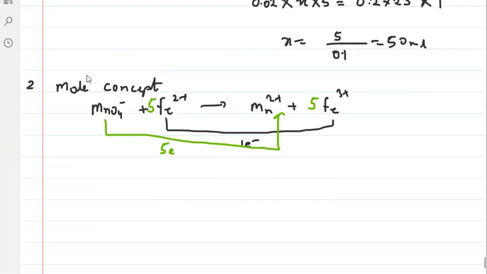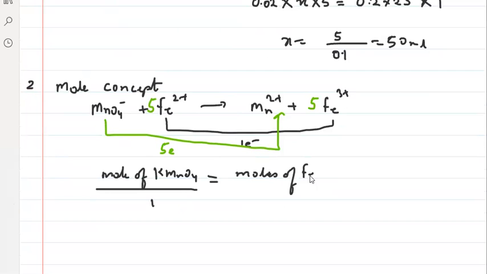We don't have to worry about hydrogen, oxygen. Okay, now it is balanced. So we will use what? We will use the mole concept, right? Which is moles of KMnO4 divided by 1 is equal to moles of Fe(NO3)2 divided by 5.